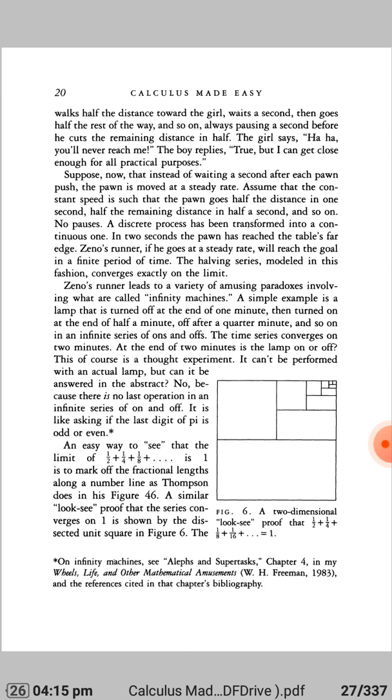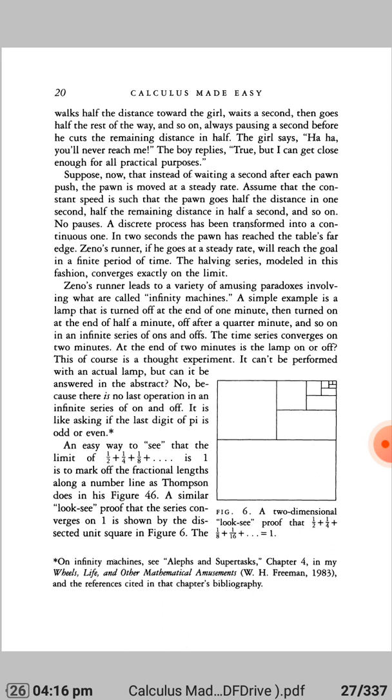This, of course, is a thought experiment. It can't be performed with an actual lamp, but can it be answered in the abstract? No, because there is no last operation in an infinite series of ons and offs. It is like asking if the last digit of pi is odd or even.